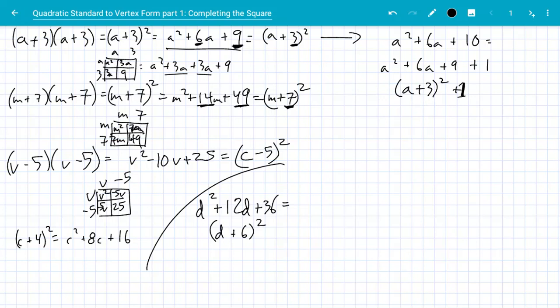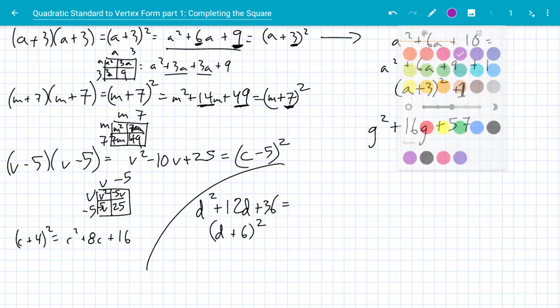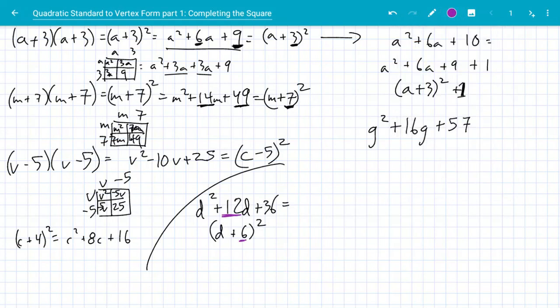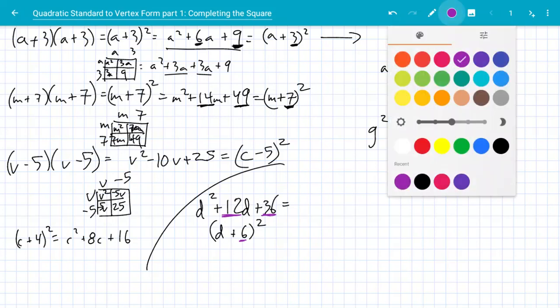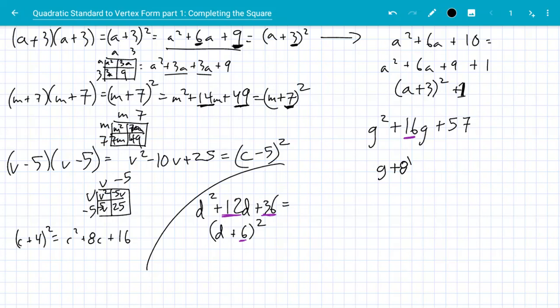All right. Let's try a different one. How about if we had g squared plus 16g plus 57. Looking back over here at this one, half of 12 is 6. 6 squared is 36. It works out perfectly. Half of 16 is 8. So we're going to have g plus 8 quantity squared, but 8 times 8 is 64. So that's not going to work out.